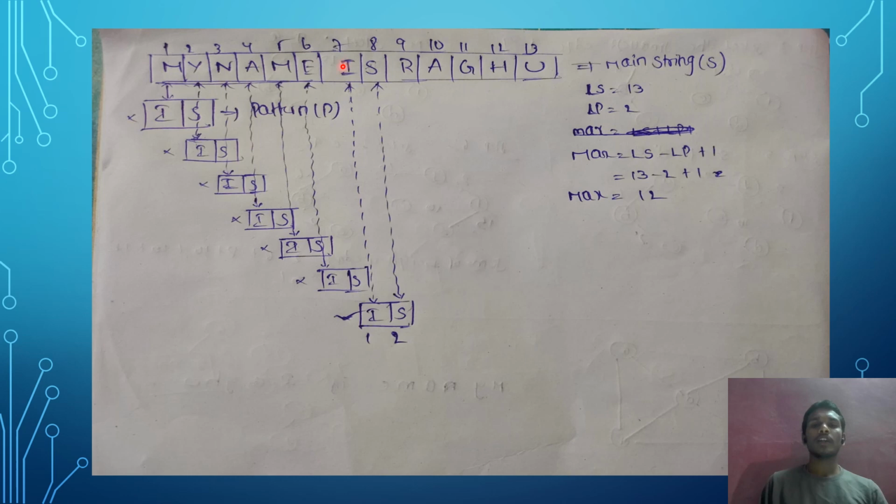So the starting index value of the pattern in the main string is 7. So we should return the 7 to the program. Here this is the main motto of the program, the main motto of the brute force algorithm.